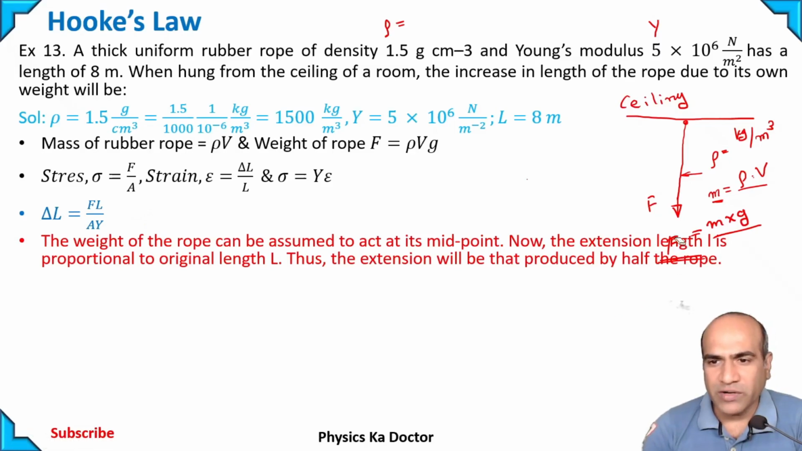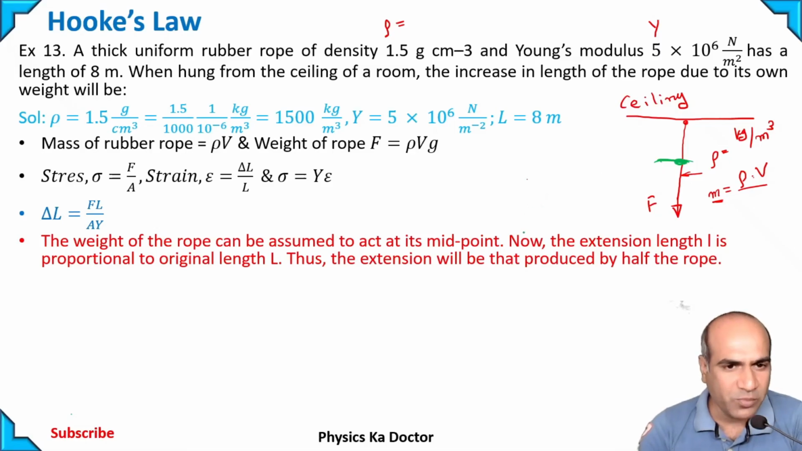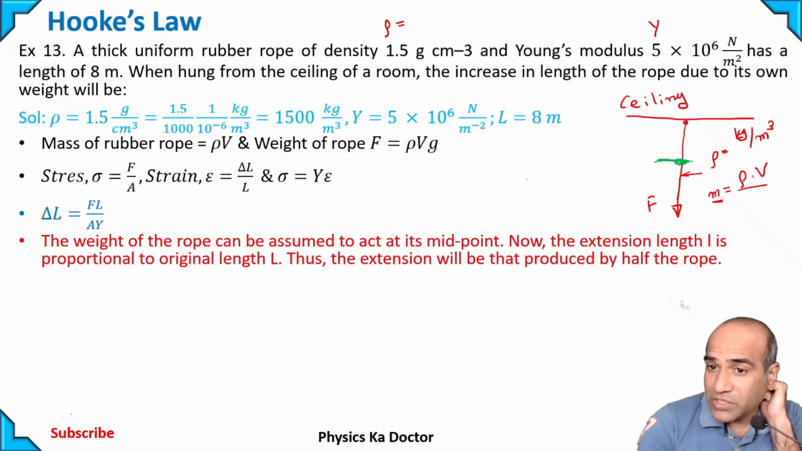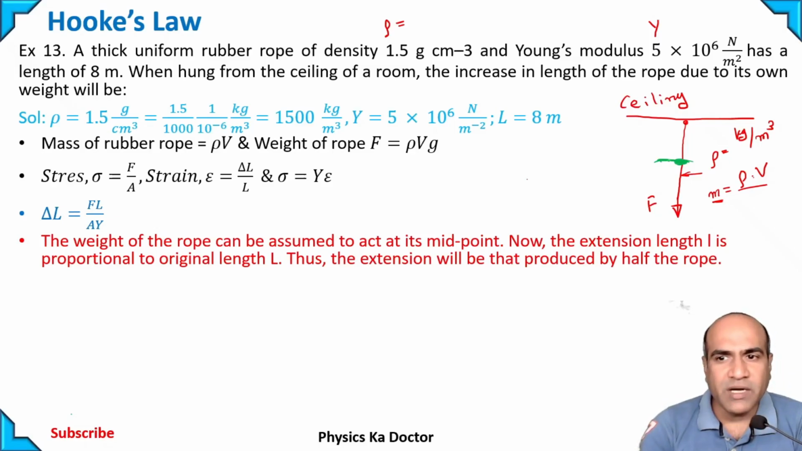And now the important term. See, the weight of the rope can be assumed at its midpoint. We will be assuming one thing: whatever the total weight of the rope, that will be assumed here at the center position, at the midpoint. So now the extension of length. See, if we assume the weight of this rope at mid position, the total weight, right? See here, if we assume at the end point, it becomes 0.